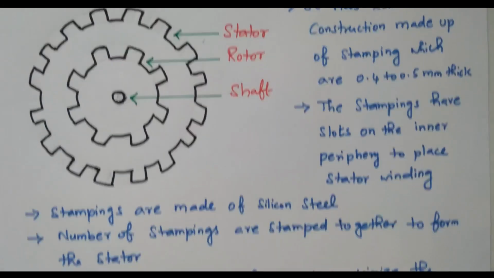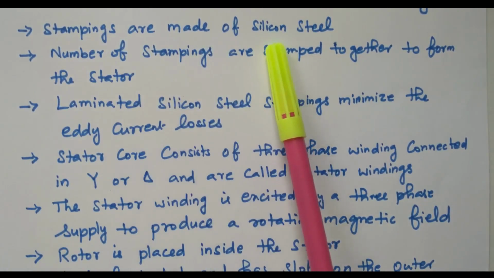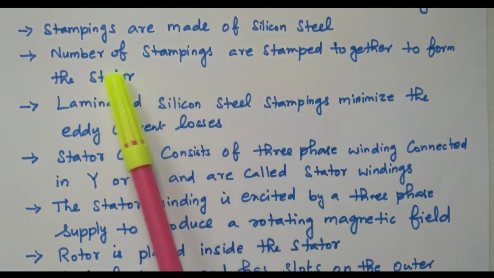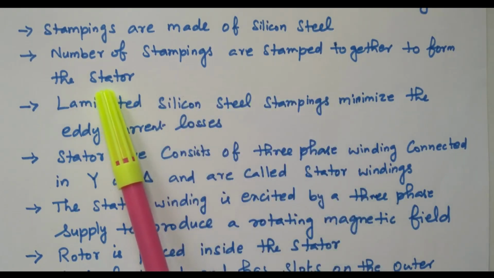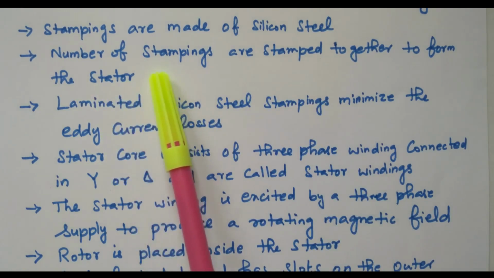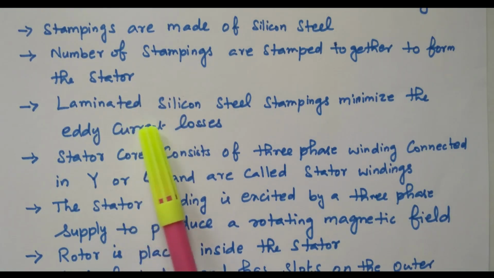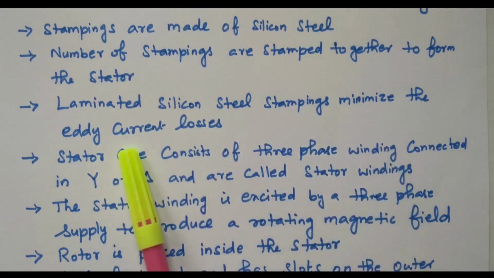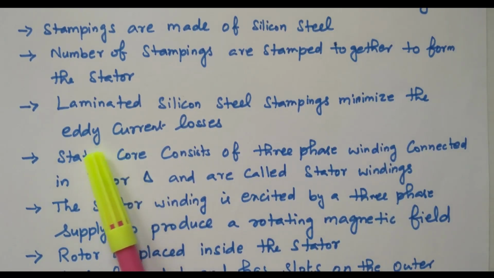The stamping is made up of silicon steel, fully laminated. Many stampings are stamped together to form the stator, like the pages of a paper. All these stampings are laminated and pressed together to form the stator. It's not a single piece. Many thin sheets are combined together to form the stator. Laminated silicon steel stamping minimizes the eddy current loss. So we go for lamination and stamping in order to reduce the eddy current loss.